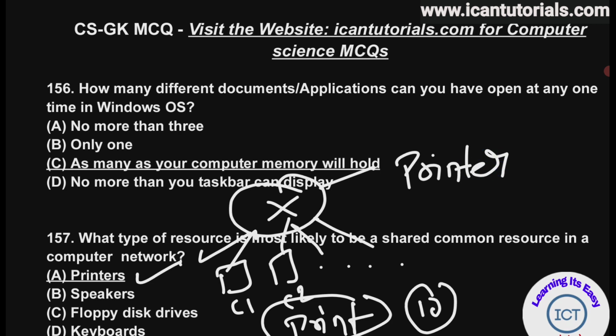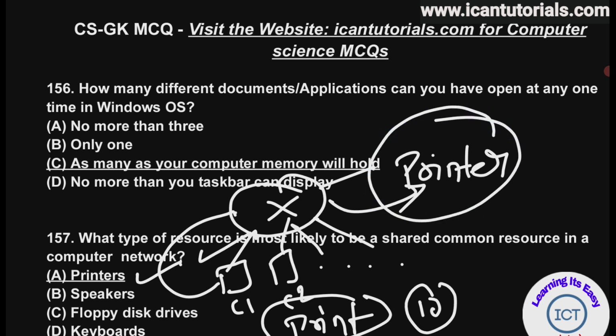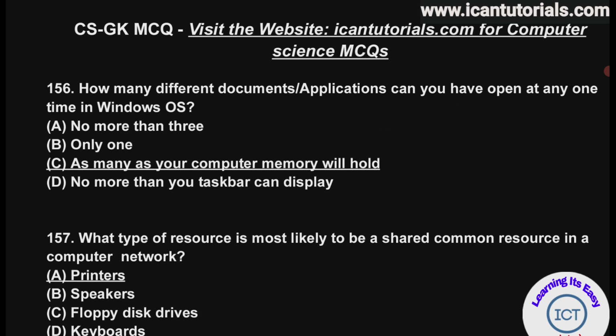Whenever a print is given from this computer, it will go to this network. From this network, it will go to the printer. In the same way, we can give the print from all the computers to the single printer. So this printer is a shared device which is connected into the network.